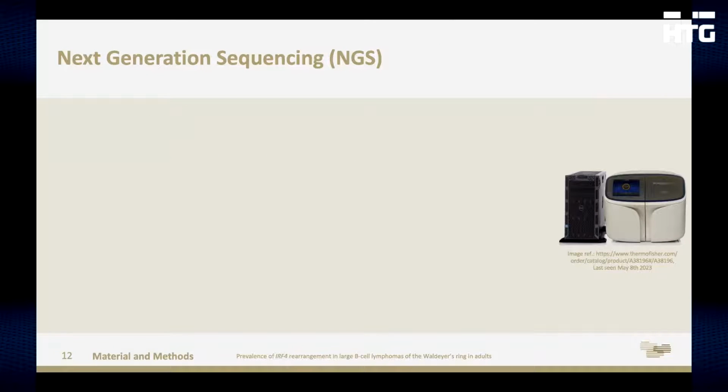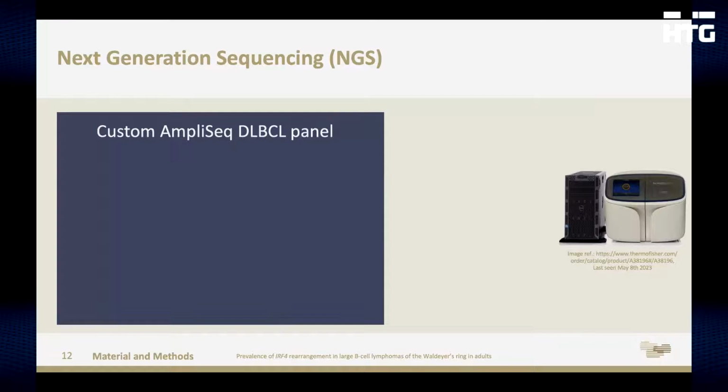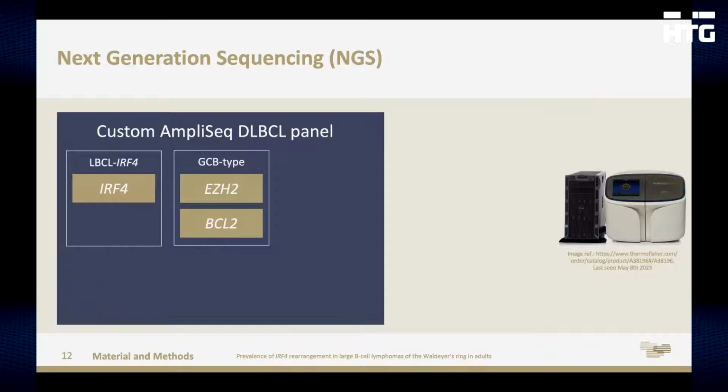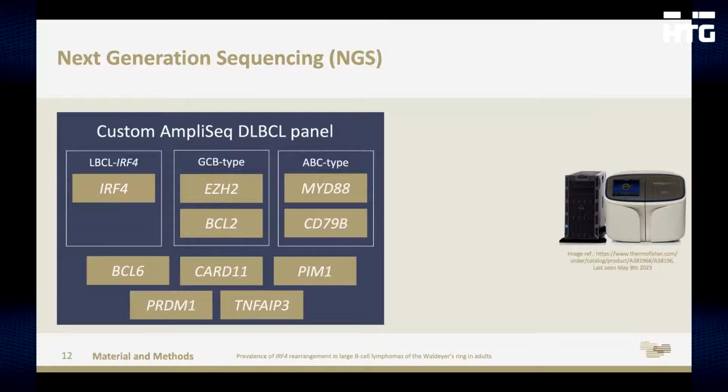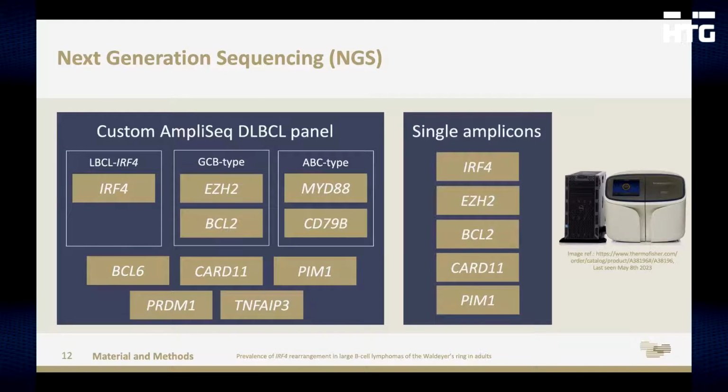Moreover, all cases were analyzed using a next-generation sequencing workflow on the Ion Torrent S5 platform. Therefore, a custom AmpliSeq DLBCL panel was used, which included IRF4, which is known to be frequently mutated in LBCL-IRF4 cases. Furthermore, EZH2 and BCL2 were analyzed, which are known to be mutated especially in GCB-type lymphomas, as well as MYD88 and CD79B, which are first and foremost mutated in ABC-type lymphomas. Additionally, 5 more genes were investigated for mutations, and 5 of those genes already mentioned were additionally examined using single amplicons due to bad coverage in the NGS panel analysis.